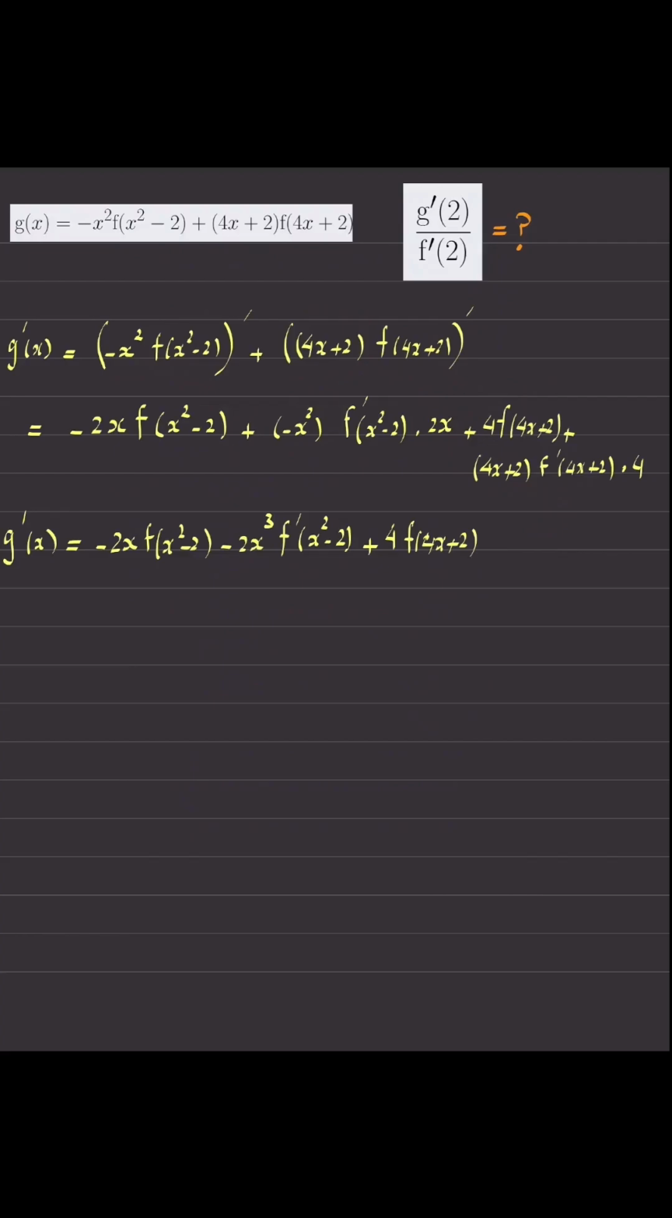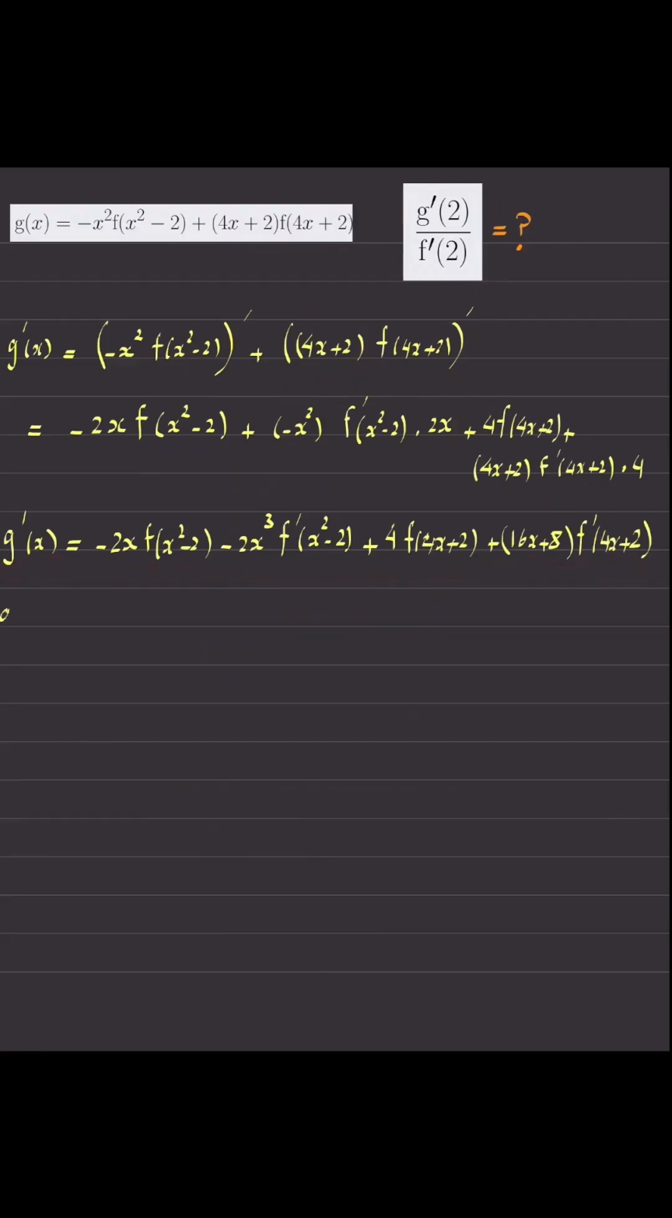And for the last one, I can write 4 multiplied by that polynomial 4x plus 2, which becomes 16x plus 8. And then multiplied by f prime of 4x plus 2. There is nothing more I can do here. But you know, in order to answer the question mark, I need to calculate g prime of 2. So this motivates me to replace x with 2. When I replace x with 2 on the left, I have to replace all x's on the right with 2.